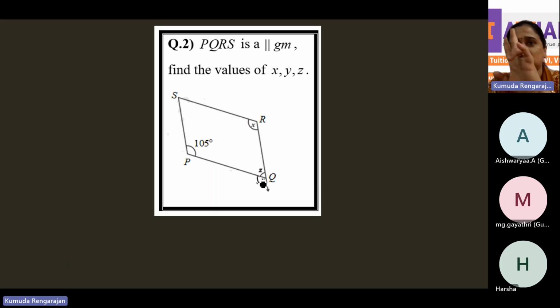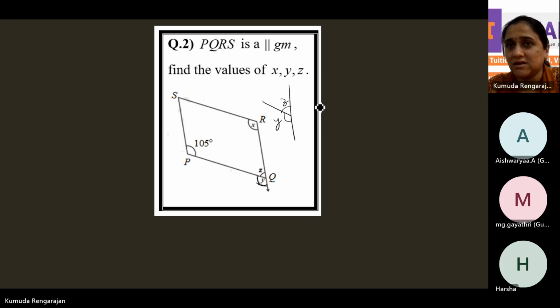Y can be found in two ways. One is linear pair. See here, we have Z here and we have Y here. So there are two angles on a straight line. Z and Y are a pair of angles on a straight line, which means they form a linear pair. And we know that linear pair is supplementary. Because this one is 180 degrees.